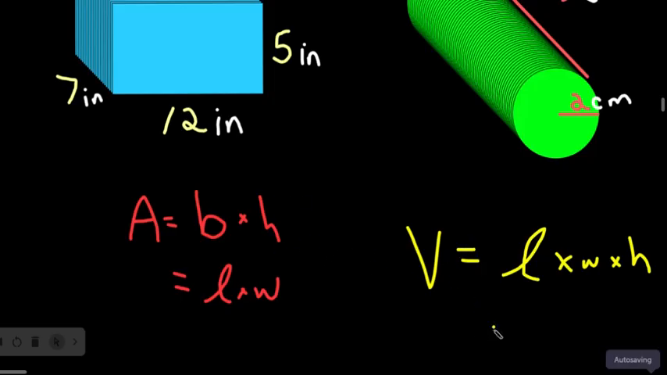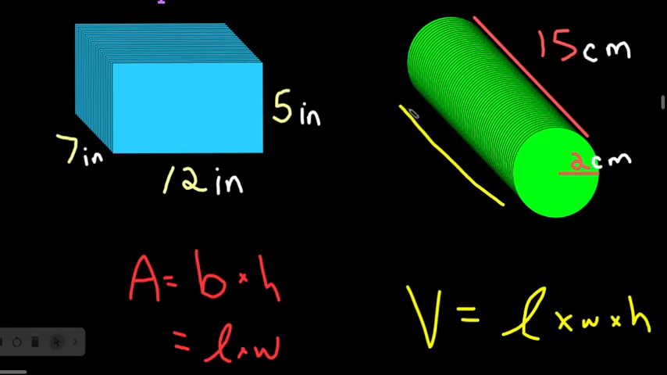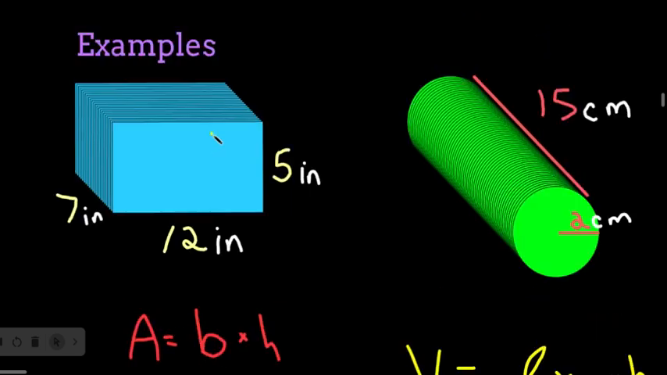If you're already using the word height, maybe they use depth, right? So it would be base times height times depth. Because again, you can think about the object, how deep it goes into the board, how deep it goes into space. Okay? So let's work through a couple together real quick. So if I have this rectangular prism, I'm told it has a base of 12, a height of 5, and a depth or a length of 7. All I have to do is multiply all those numbers together.